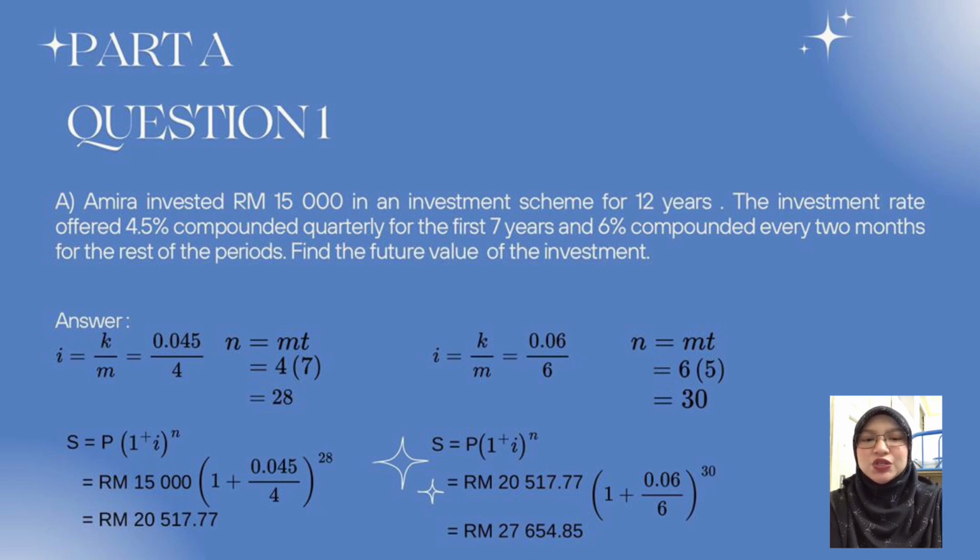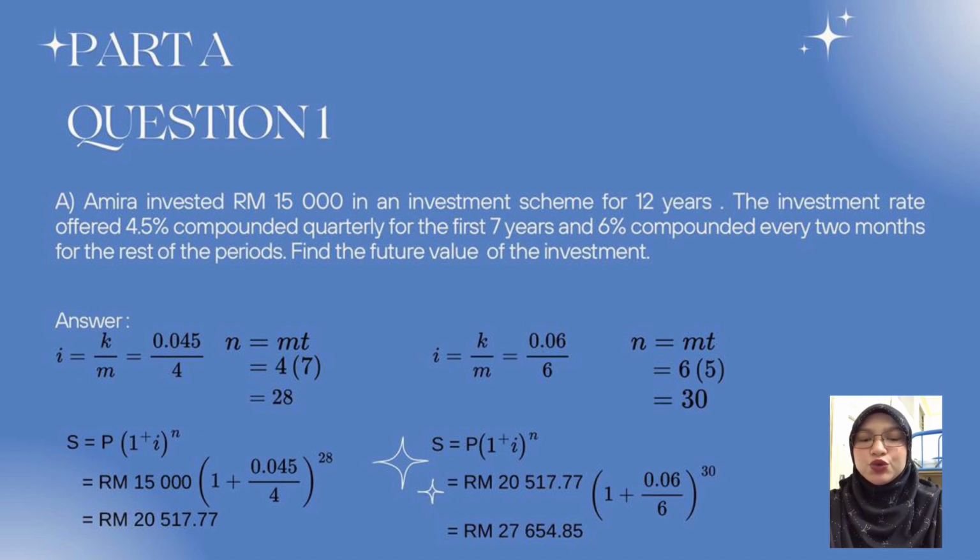Today I will explain the solution for part A question 1A and B based on the investment problem given. For question A, Amira invested RM50,000 in an investment scheme for 20 years. The investment rate offered is 4.5% compounded quarterly for the first 7 years and 6% compounded every 2 months for the rest of the period. Find the future value.